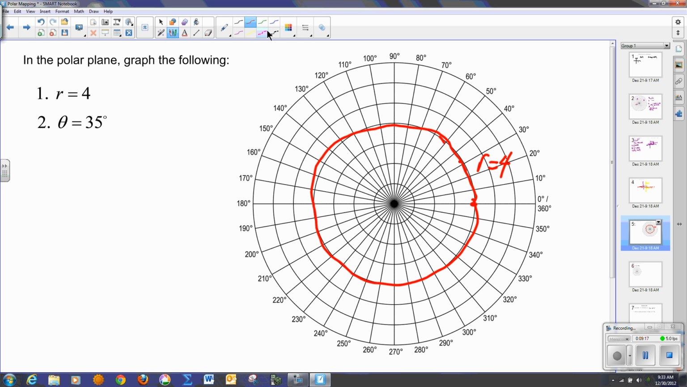If I want my angle to always be 35 degrees, then I find out where 35 is, which is somewhere here-ish, and I make my angle 35 degrees. Thus, my radius doesn't matter, so what I really have is a straight line. And if I want my angle to be 35 degrees, my radius could be negative, so that would just flip that guy over. Let's see if I can draw a straight line, somewhere here-ish. And that's my angle of 35 degrees.